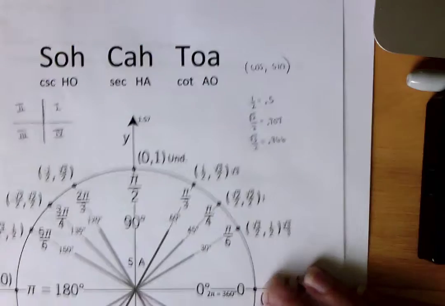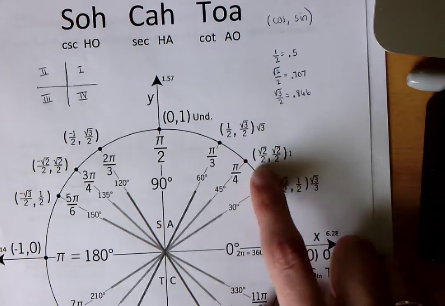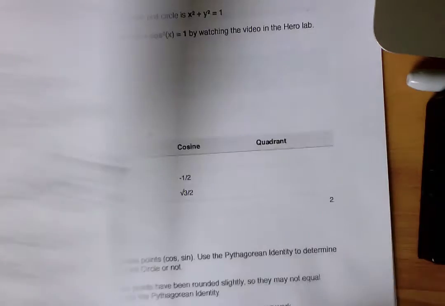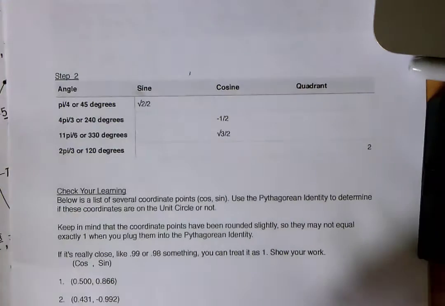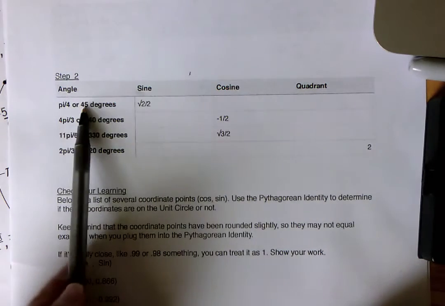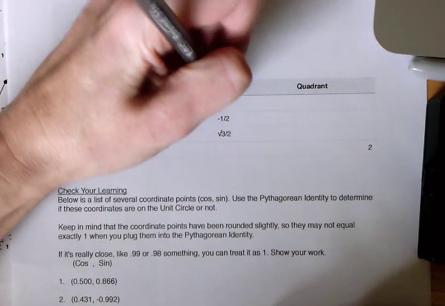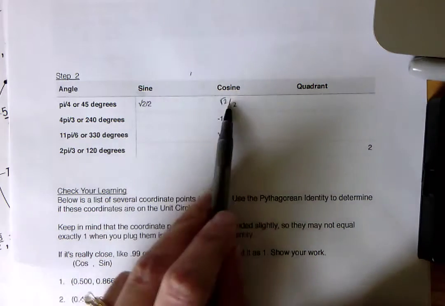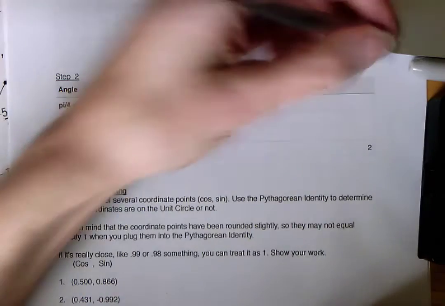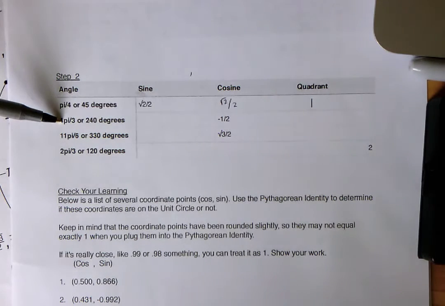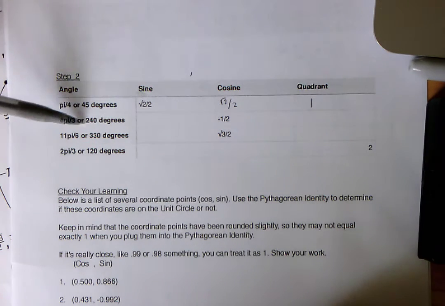Okay? So again, look right here, square root of 2 over 2 and square root of 2 over 2. And remember, we're in quadrant 1, so that's what you want to put for this. Pi over 4, or 45 degrees, is root 2 over 2 for cosine and sine, and then it's in quadrant 1. Okay? We'll do one more. So 4 pi over 3, or 240 degrees.